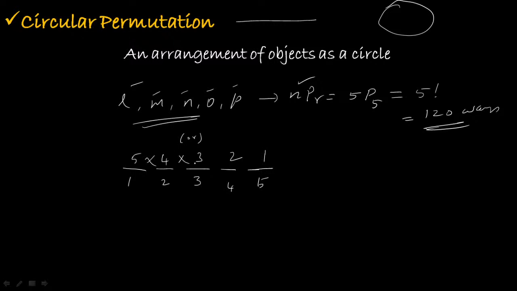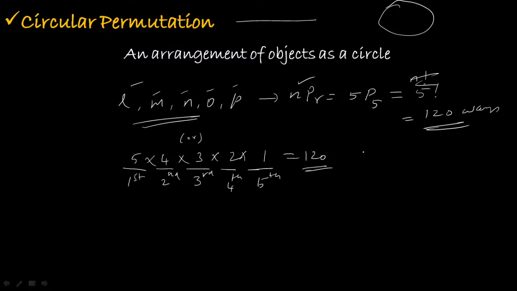So the product of all these represents the positions: second, third, fourth and fifth. The product of all these gives you 120. That is 5P5, that is n factorial. N factorial is nothing but 5 factorial. Here we take only 5 objects, so 5 factorial, that is 120. So totally we have 5 factorial ways, that is 120 ways.